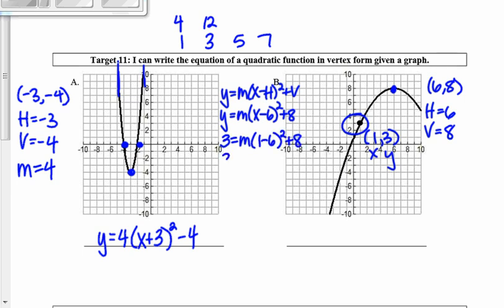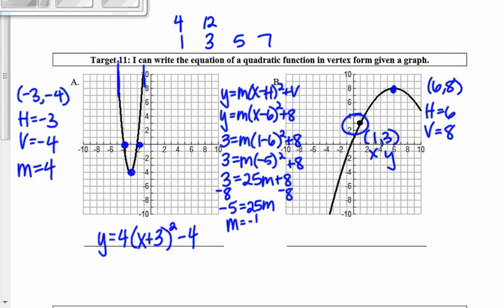So if I simplify this, inside the parentheses, 1 minus 6 is -5. -5 squared is 25. Then I'm just solving this equation, so I'm going to subtract 8, so I get a -5 equals 25m. And if I divide by 25 and simplify, I get m equals -1/5.